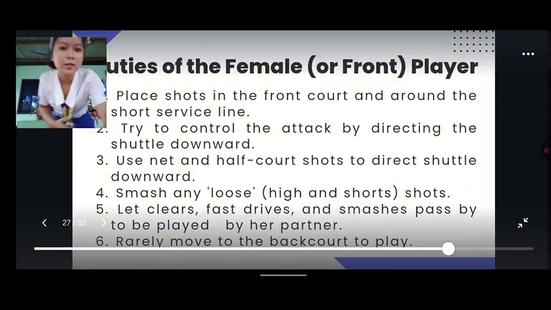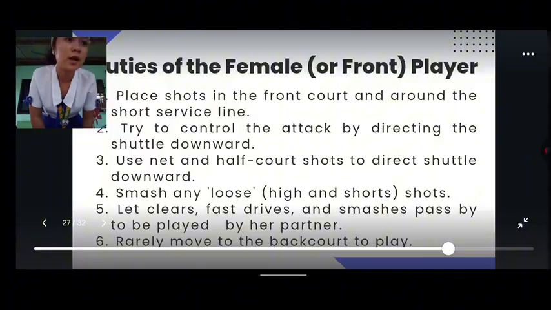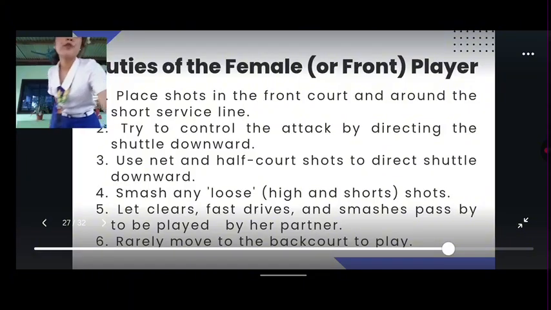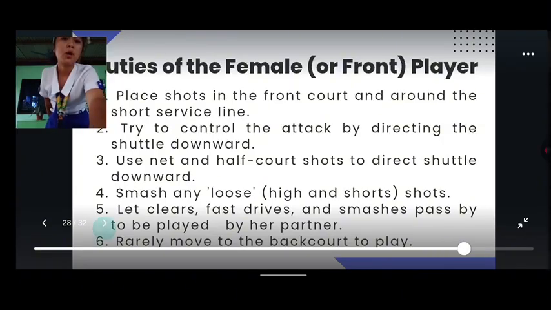So, she should rarely move to the backcourt to play. Her primary position is near the front. Moving to the back would disrupt the formation, making it harder to attack effectively. So avoid going to the backcourt repeatedly, because it confuses your partner and you will lose your game.